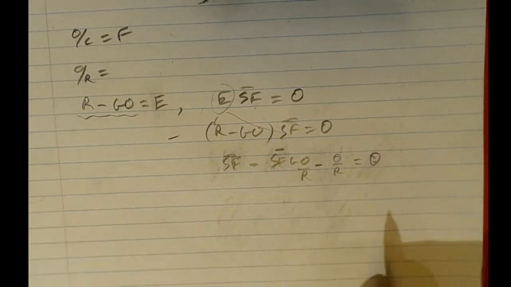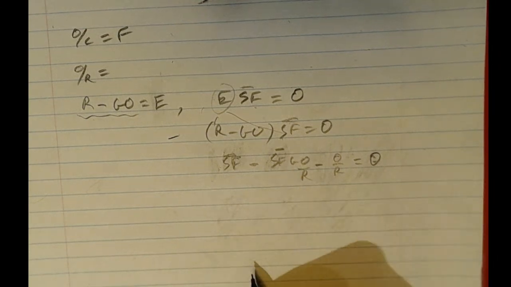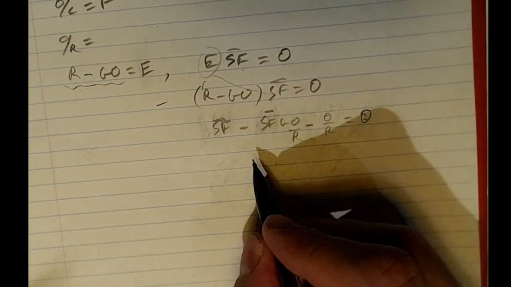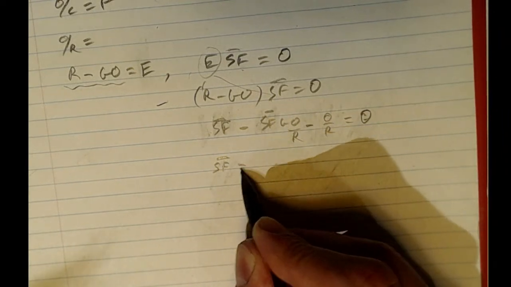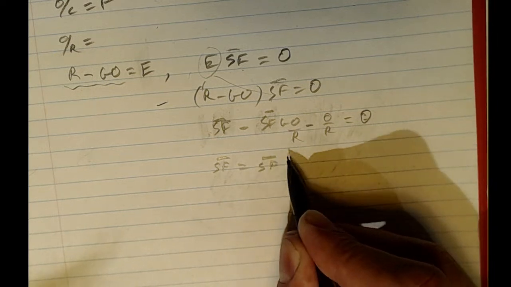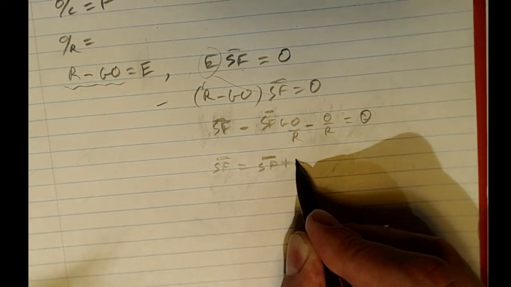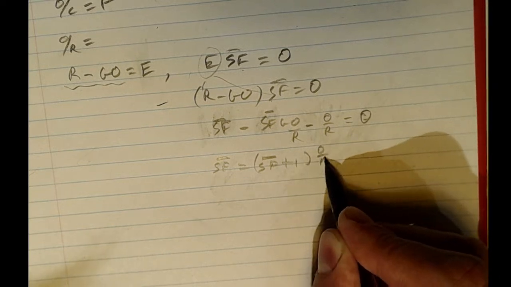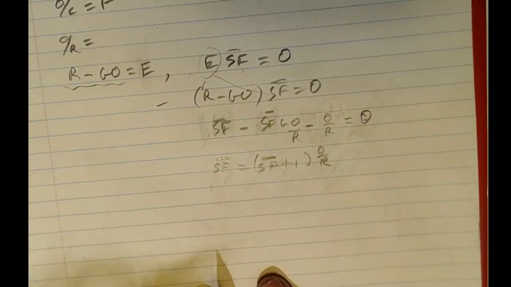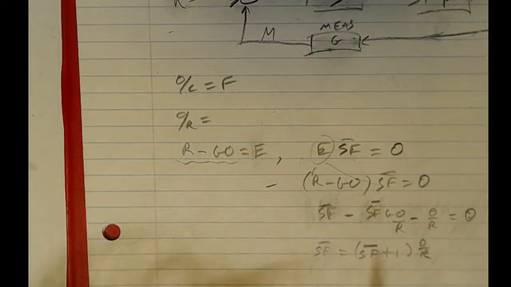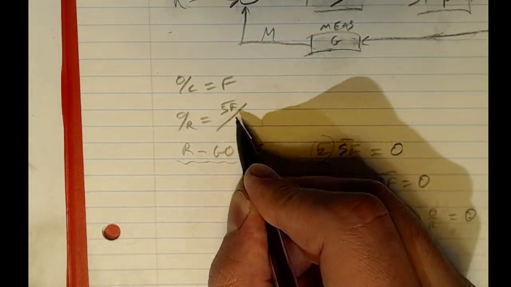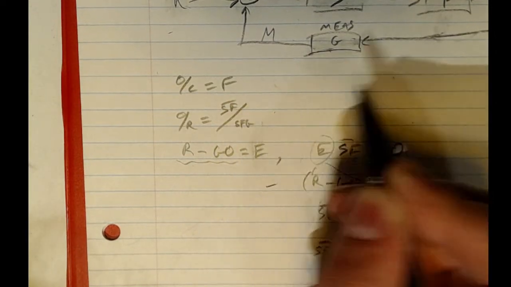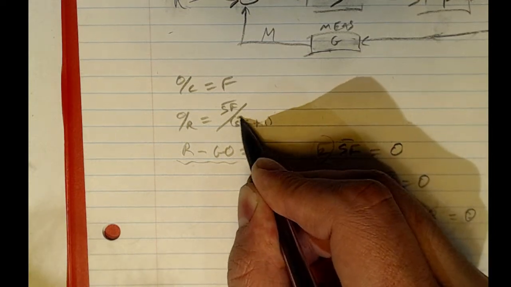You can see my shadow keep popping up here as I move in front of the light once in a while. So SF equals SF plus 1 O over R. And so finally, our desired quantity O over R is SFG. I forgot the G again. Is SF over SFG plus 1. Great.